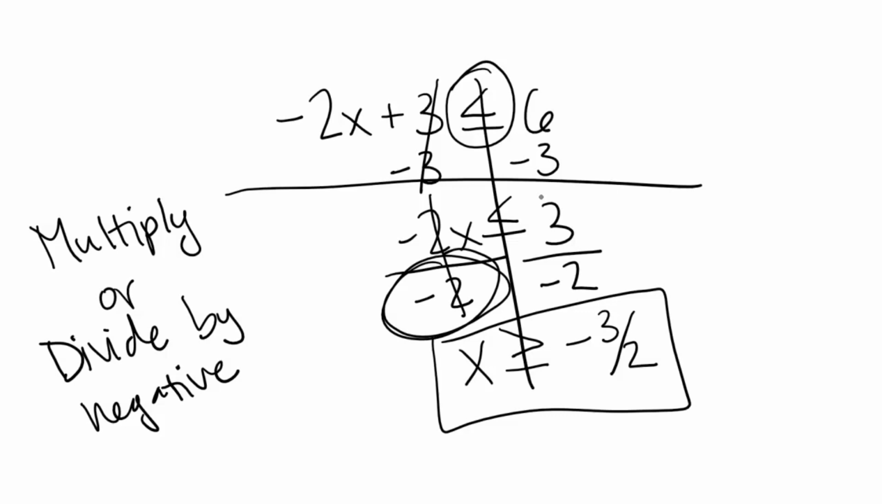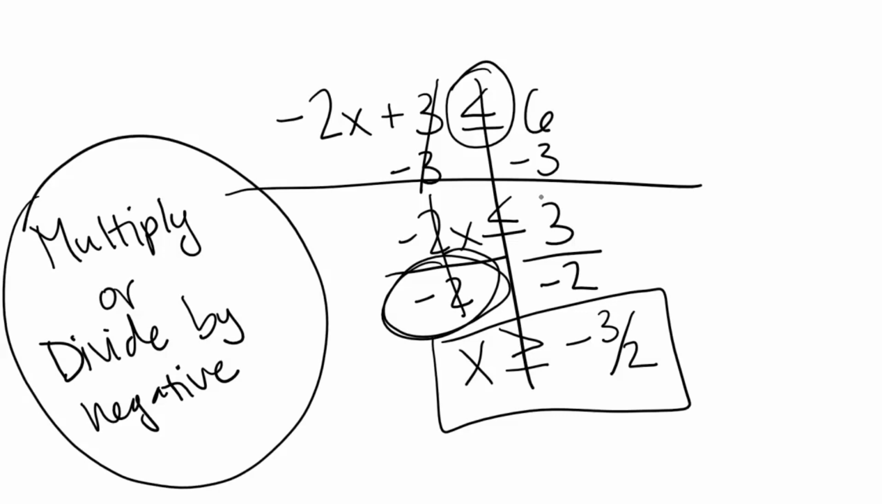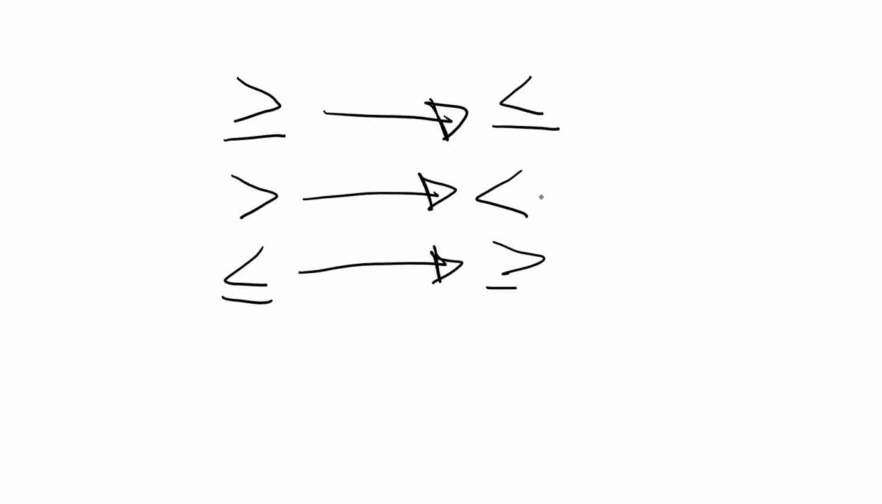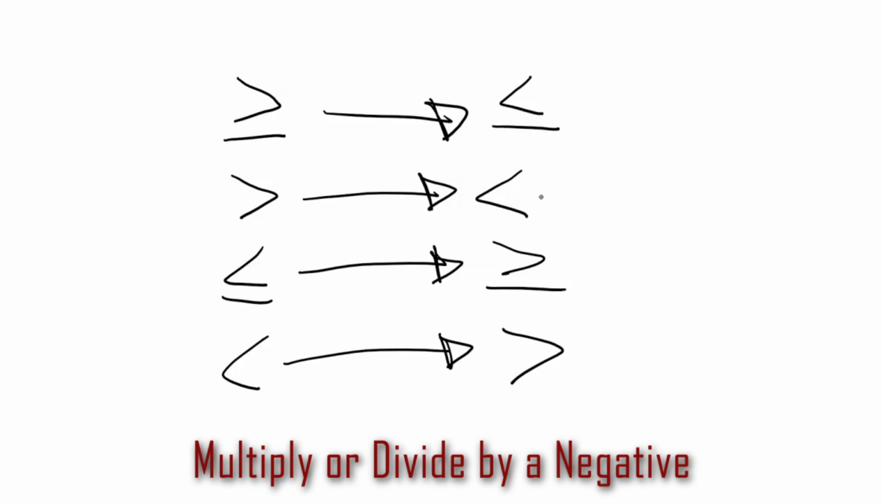That is the only difference when you're solving inequalities: whenever you multiply or divide by a negative, you have to flip the inequality sign. If it starts out as a greater than or equal to, and you multiply or divide by a negative, you would flip it to a less than or equal to. If it starts as a greater than, you would flip it to a less than. If it starts as a less than or equal to, you would flip it to a greater than or equal to. Or if it starts as a less than, you would flip it to a greater than. So it flips whenever you multiply or divide by a negative.